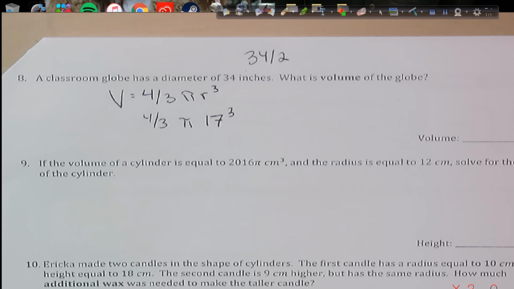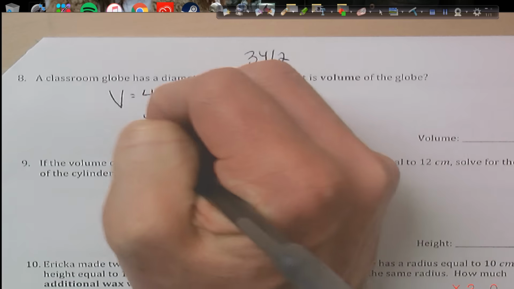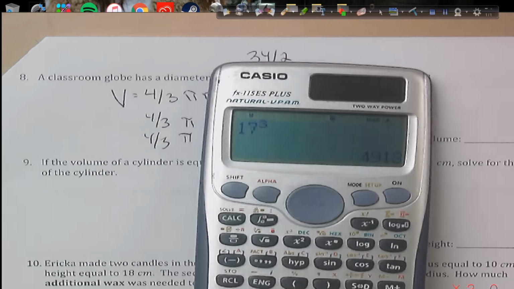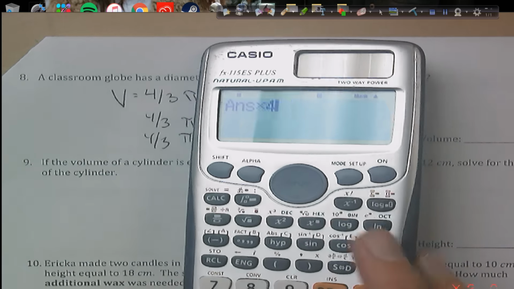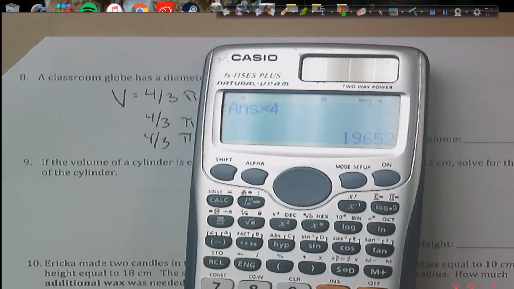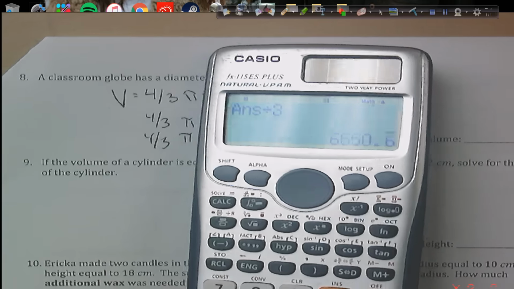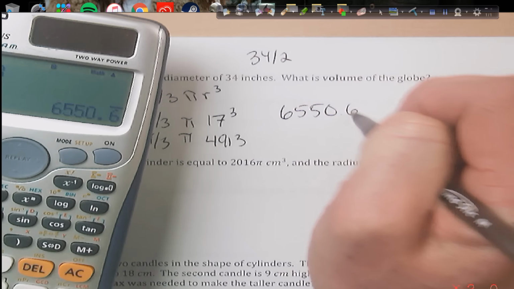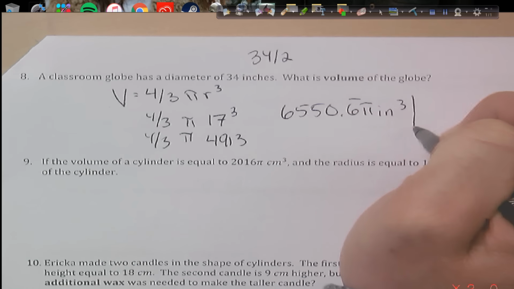If you don't know where that is on a calculator, you're going to have to know. Okay, and when I do it on my calculator here, I have 17 cubed. I got that. So what I like to do is I like to multiply by 4, and then I like to divide by 3. And there we go. So 6,550.6 repeating. And I'll still leave that in terms of pi. And that's going to be in cubic inches.